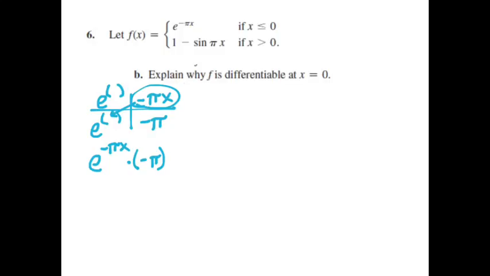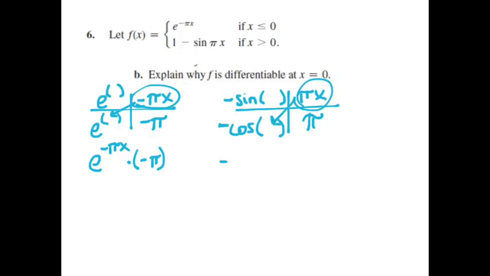The derivative of the second piece, 1 minus sine pi x. Of course, the derivative of 1 is just 0, but I need to find the derivative of negative sine of pi x, and so we're going to do another chain rule. It's sine of something, and the something is pi x. The derivative of sine is cosine, and I'm going to keep that negative there, so negative cosine of something, and the derivative of pi x is pi. And so that derivative is negative cosine of pi x times pi.